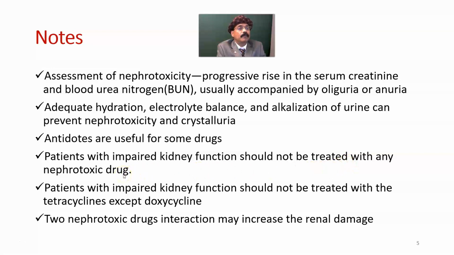Patients with impaired kidney function should not be treated with any nephrotoxic drug. It will cause further damage to the kidney. Patients with impaired kidney function should not be treated with tetracycline. Tetracycline is an antibiotic that is not to be used because it may damage the kidney, especially if the kidney is already impaired. The only safe one among the tetracyclines is doxycycline. Two nephrotoxic drugs together may increase the possibility of renal damage.